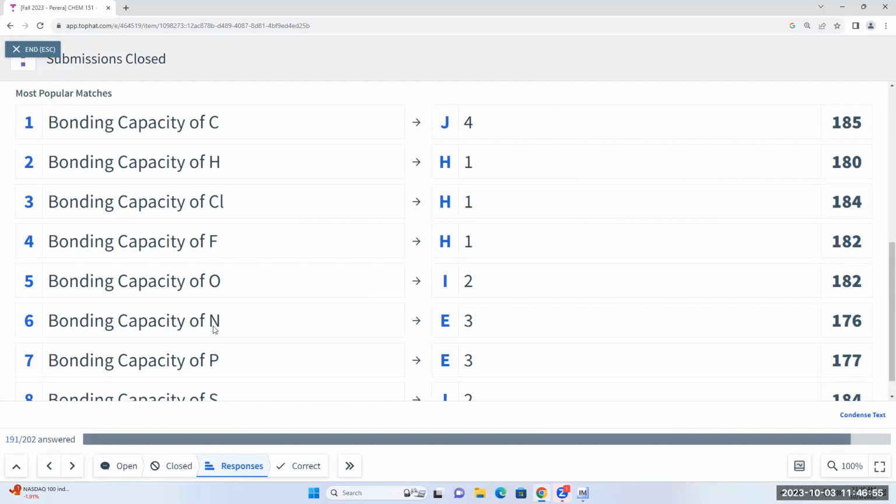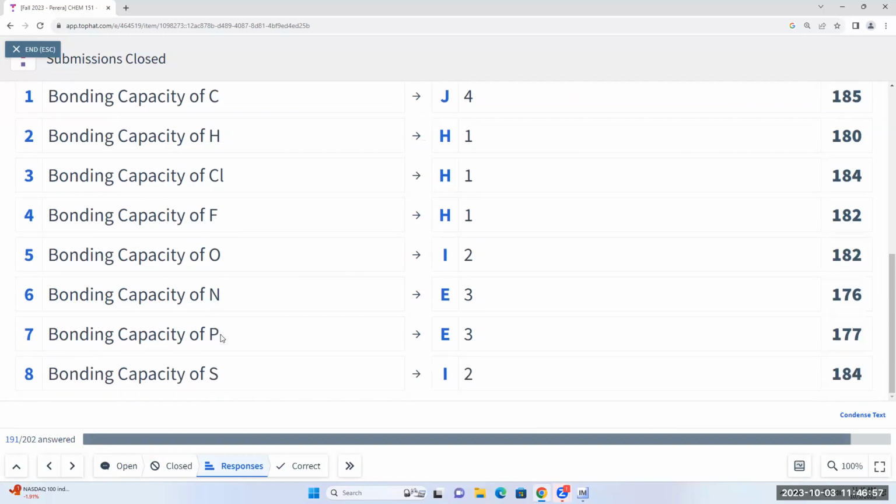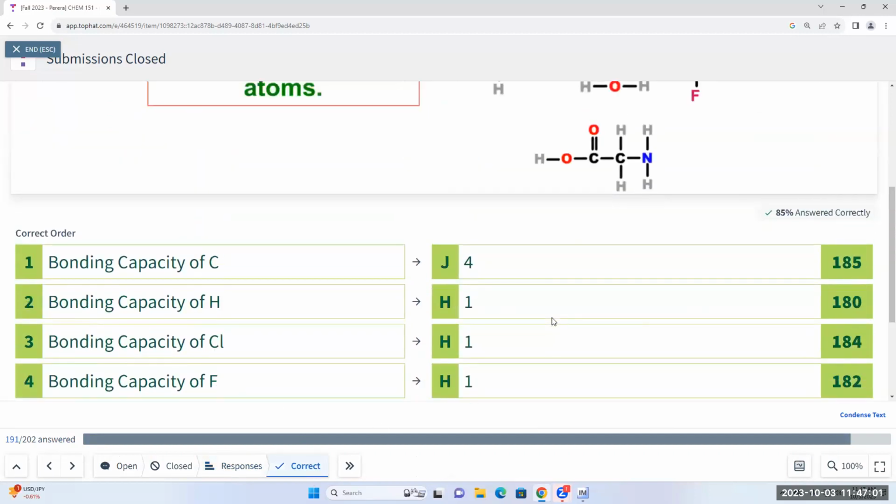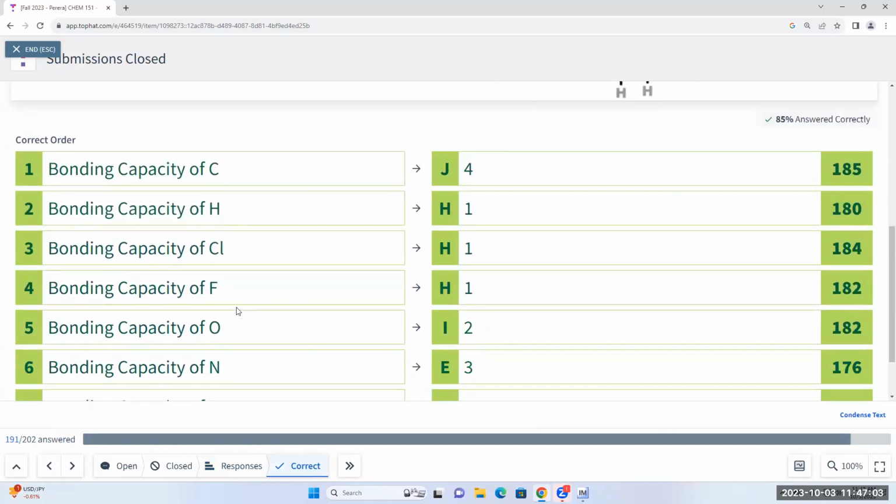Fluorine 1, oxygen 2, nitrogen 3, phosphorus 3, and sulfur 2. Okay, and these are the correct answers as well. Almost everybody agrees with this. Anyway, now, any questions so far about that?